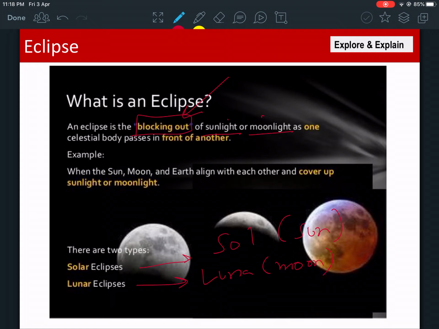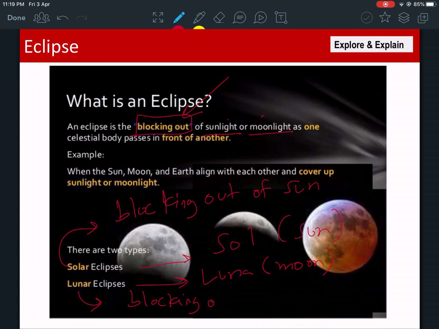So a solar eclipse is the blocking out of the sun, and a lunar eclipse is the blocking out of the moon, the moonlight. We're going to see how, now, in detail.